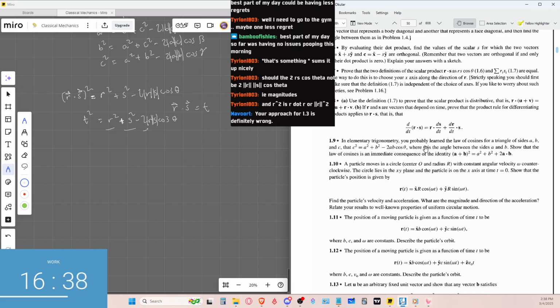R squared is R dot R or... Oh, okay. So your approach in 3 is definitely wrong. Okay.